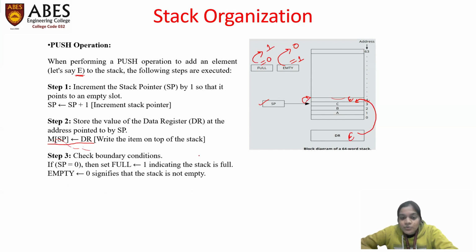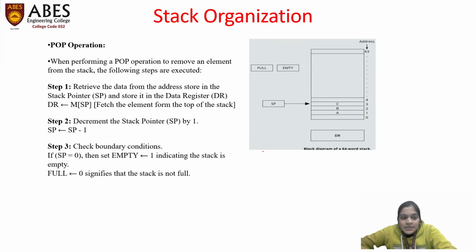So when we need to process insertions in a series, our full flag must be equal to 0 and the empty flag must be equal to 1. But as soon as the full flag becomes 1 and the empty flag becomes 0, this signifies that the stack is now full and no more insertions can be done inside the register stack. So this is the push operation for the stack organization.